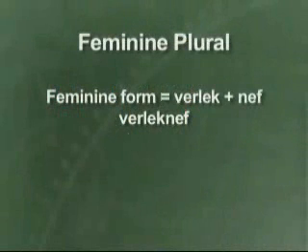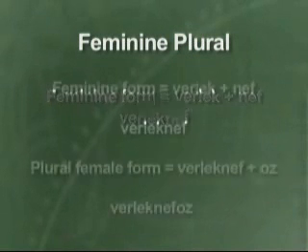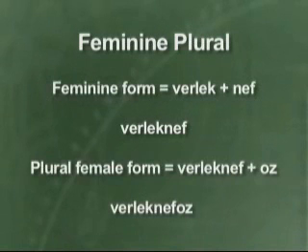This next example is not in the preparation manual, but let's go over it for extra practice. The feminine singular form of eagle is verlik-nef. Remember how we added the suffix -nef to make the feminine form? To make the noun plural, we add -os. The feminine plural form of the noun is then verlik-nef-os. Did you follow that? Let's look at another example to make sure you've got it.